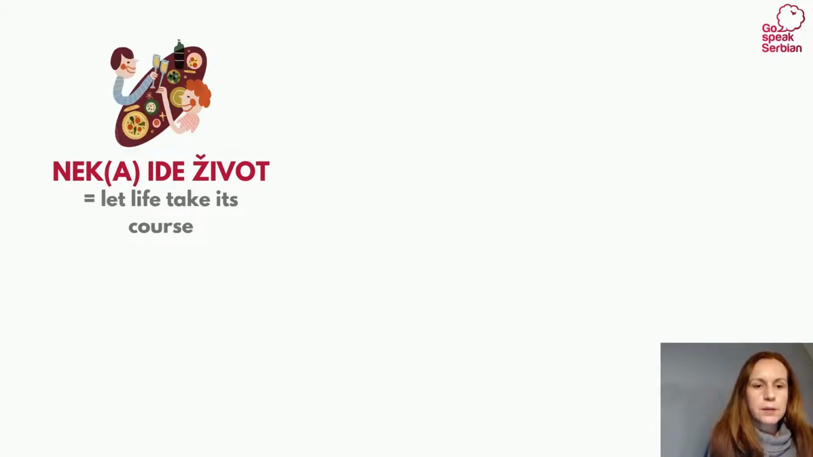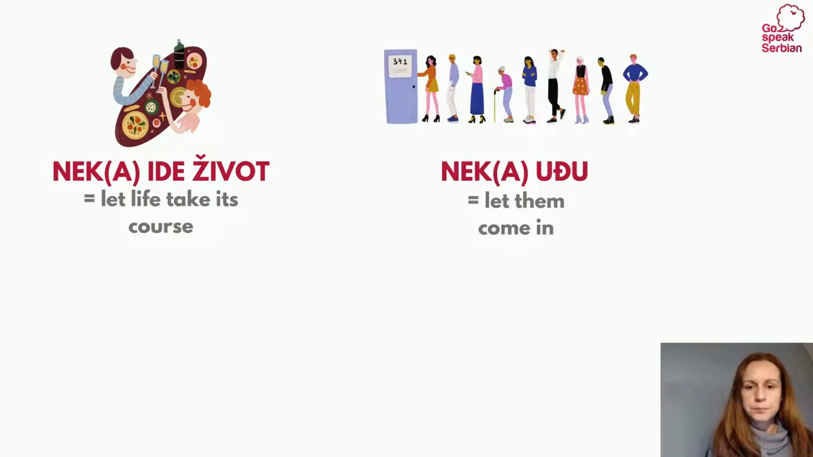I would now like to share some other common examples where we can hear the word nek or neka in the same meaning as in the previous example, so it would mean let, and we would use it in imperative constructions. So for example, neka ide život or nek ide život, let life take its course. And this is the sentence that we heard as an example at the very beginning of this presentation. Neka uđu or nek uđu, let them come in.